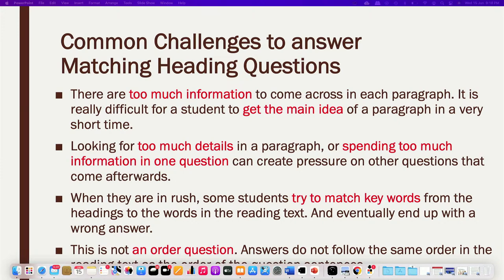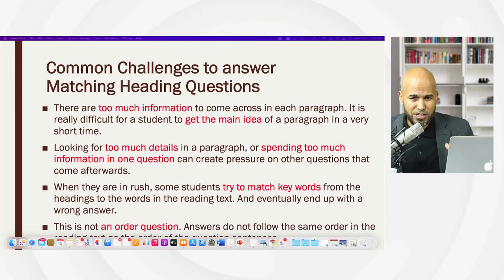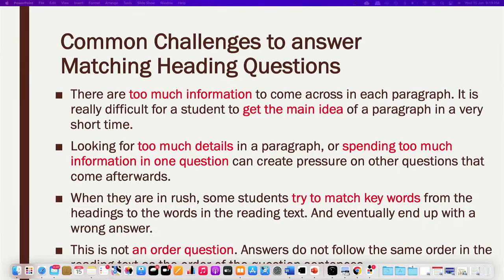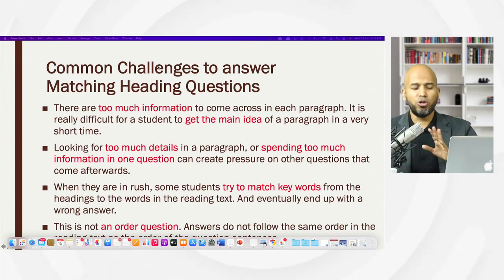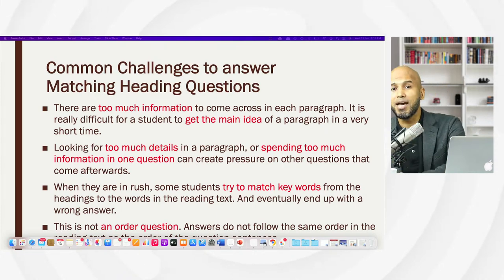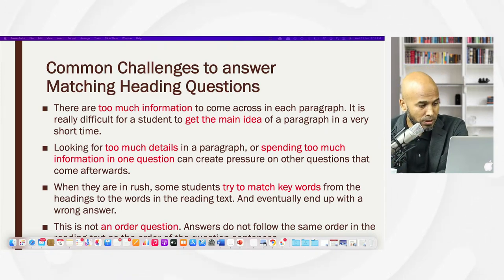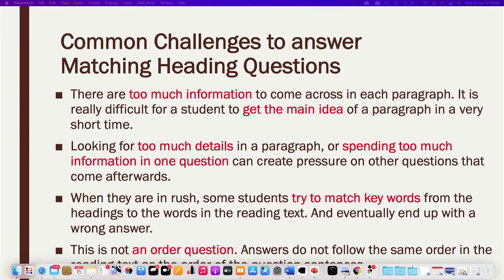Looking for too much detail, and this is what we do, in fact. We read a lot, every single bit, every word in a paragraph. And so what happens? You spend much time in one question, so that can create pressure on other questions that come afterwards. If you take much time for the one, you have pressure for the second one. And when you are in a rush, people try to match just the keywords from the headings to the words in the reading text, make other mistakes as well, and eventually end up with a wrong answer.